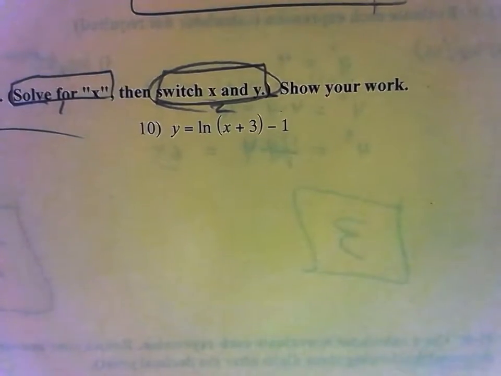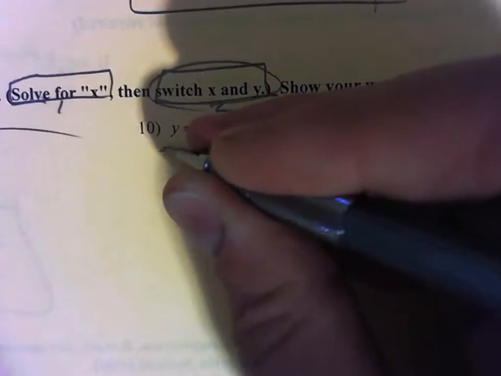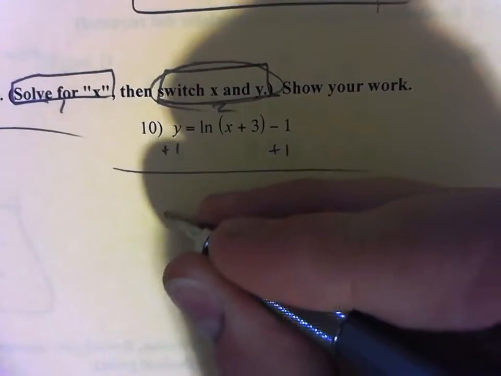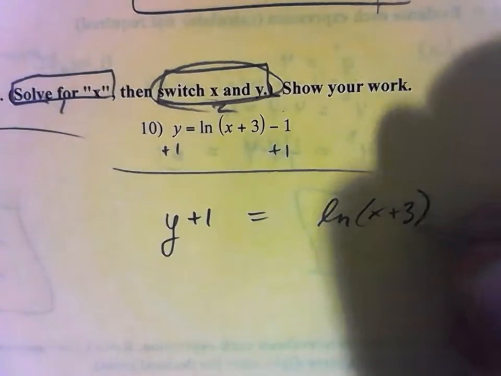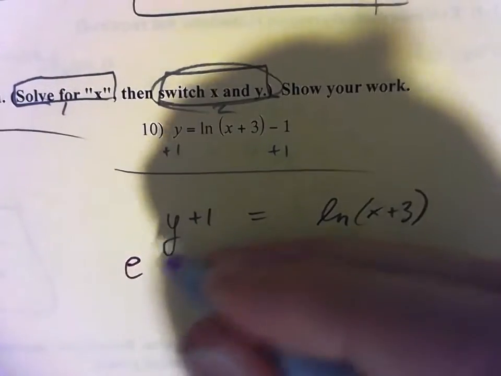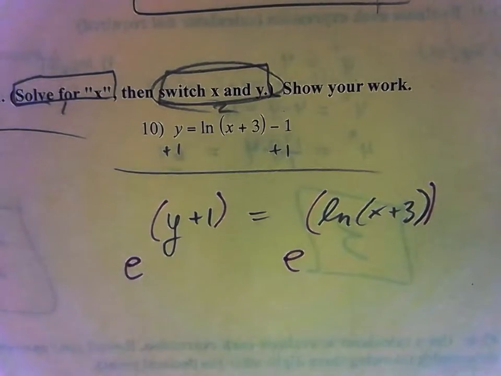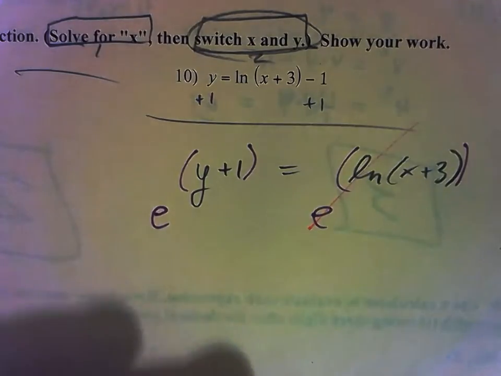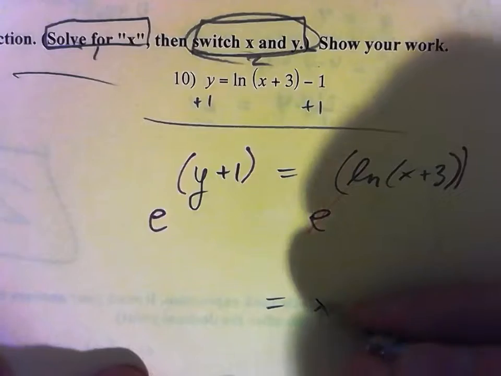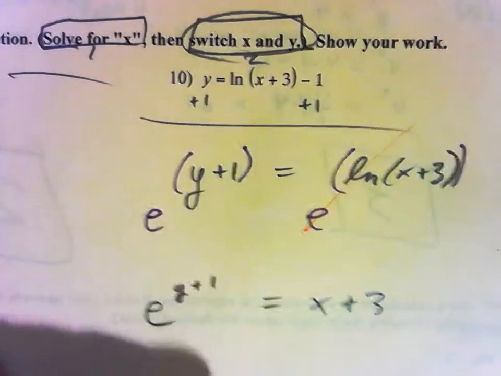This one, we do the same thing. First, we're going to isolate the natural log before we try to e to the power stuff. So add 1 to both sides, you get y plus 1 equals natural log of x plus 3. Then to get rid of the natural log, we're going to do what we did on the other side. E to the power of that stuff equals e to the power of this stuff. And that will cancel, undo the natural log, and leave us with x plus 3. This side will have e to the y plus 1.